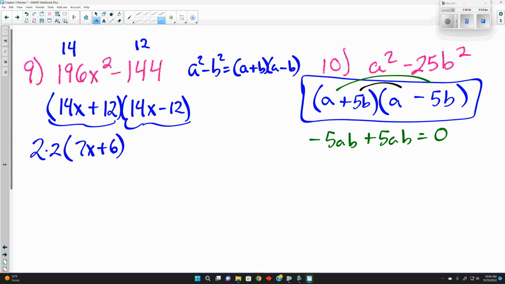It depends on if the instructions say to factor completely. And in the other one, we have a greatest common factor of 2, yes? Because I can pull one out of both. I have 2 of them, which tells me I have 4 times.